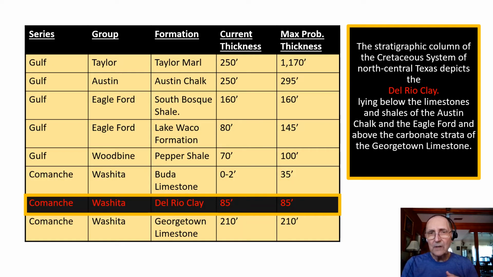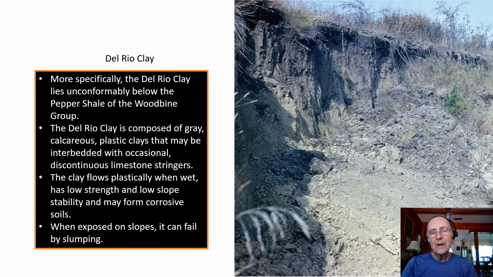The table shown here is basically a synopsis of the stratigraphic column of the Cretaceous system in north central Texas, showing you where the Del Rio Clay actually fits. The Del Rio Clay lies below the limestones and the shales of the Austin Chalk and the Eagle Ford, and above the carbonates of the Georgetown limestone. The contact between the Del Rio Clay and the overlying pepper shale of the Woodbine group is a nonconformity.